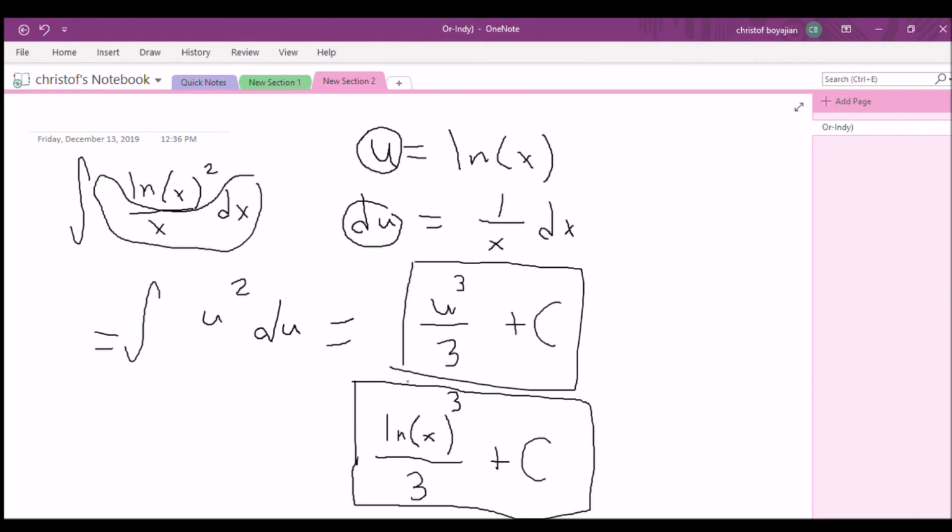Most of the time, you probably want your answer to be in terms of what you were originally integrating. So in this case, we were originally integrating with the variable x. So it's always good to back substitute our u in for x.